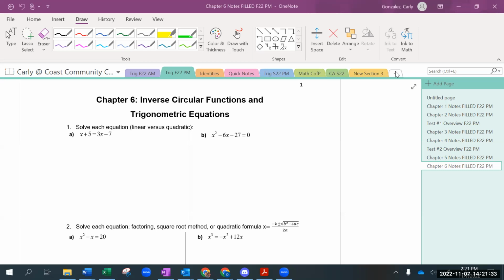Let's take a look at the subskills for chapter 6. The first example is comparing and contrasting solving linear equations versus quadratic equations.